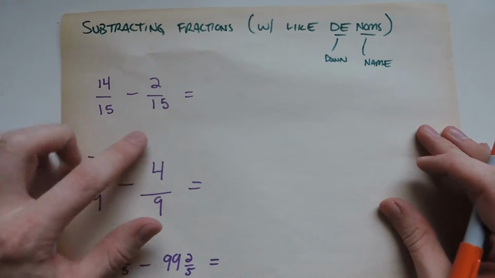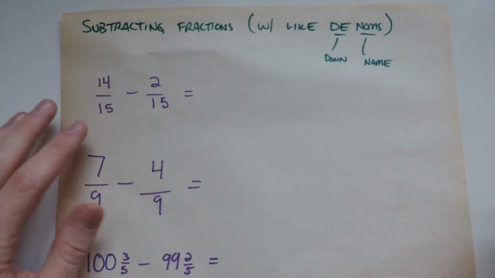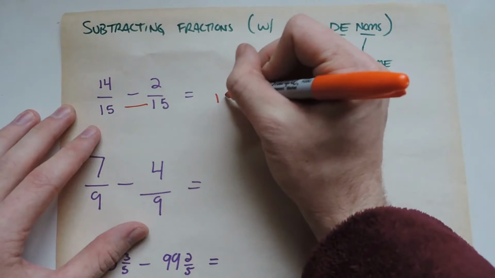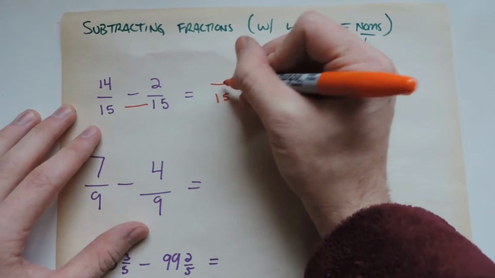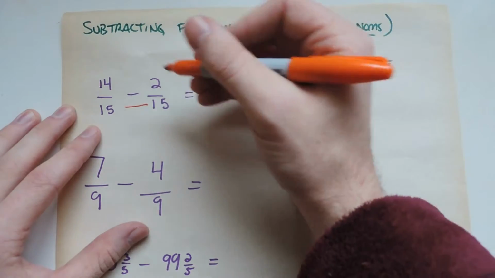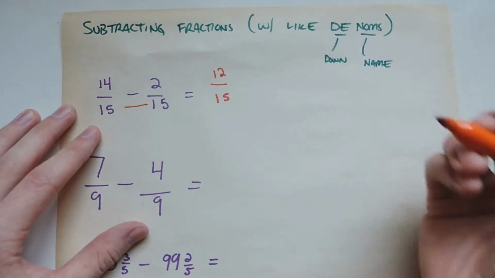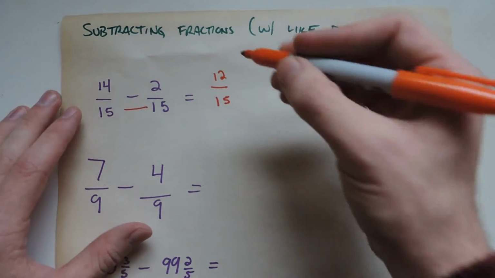So 14 over 15 minus 2 over 15. This is very easy. What we're going to do is keep the denominator. We're not going to mess with it. And then what we're going to do is a subtraction just here from the top. So it's just as easy as that.